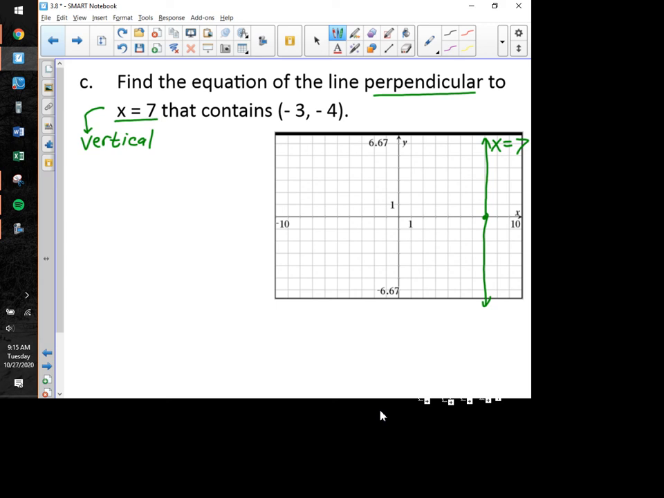And we're looking for the equation of the one and only line that's perpendicular to that line and passes through the point -3, -4, which is located right here. There is only one line that passes through the blue point that's perpendicular to that green line. So let's talk about what that looks like. This line here is vertical. Therefore, the perpendicular line to a vertical line has to be horizontal. So we need to understand that basic idea now. If we want a line perpendicular to a vertical line, it's got to be horizontal.